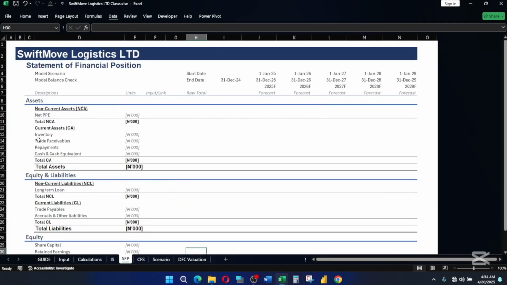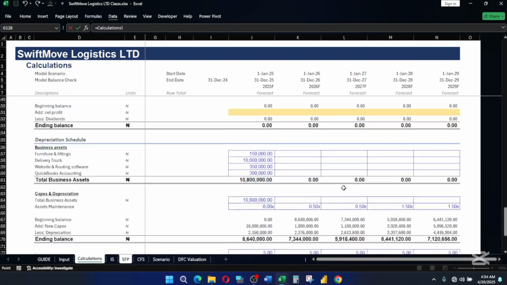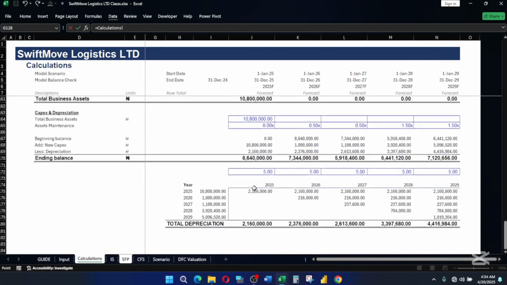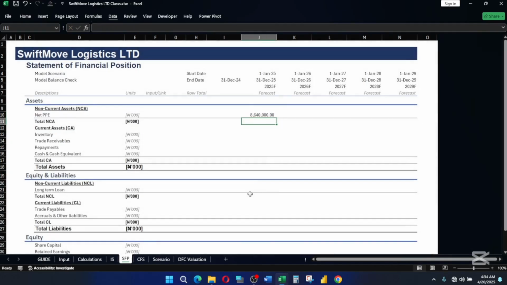Now we have our net PPE, which is now our total asset. So our net asset after depreciation, just go back to our depreciation schedule. That's our capital asset, capex schedule. Just click on this. But before we do that, we have to divide it by the divisor. We have this value. Then you sum it up. We have this.